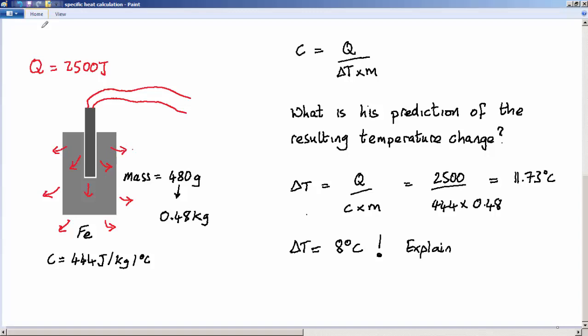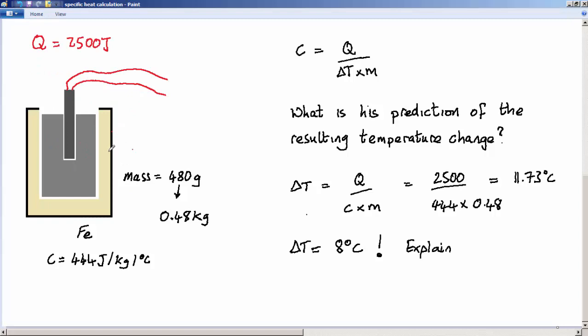And so the question is then, how could he have done the experiment better? How could he have improved the experiment? And you then state that he should have used insulation to stop this heat escaping. Okay, so now, for example, we've got some insulation. The iron is in a polystyrene block, for example, and that's stopping the heat from escaping. So now he's going to get much nearer to this 11.73 degrees Celsius when he does the experiment properly.